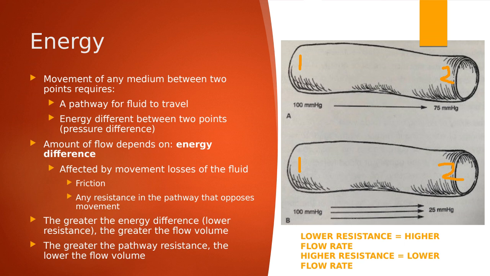In example B, we have an energy difference of 75 millimeters of mercury. So that's a greater energy difference. We're going to have a higher flow rate in vessel B because of that.